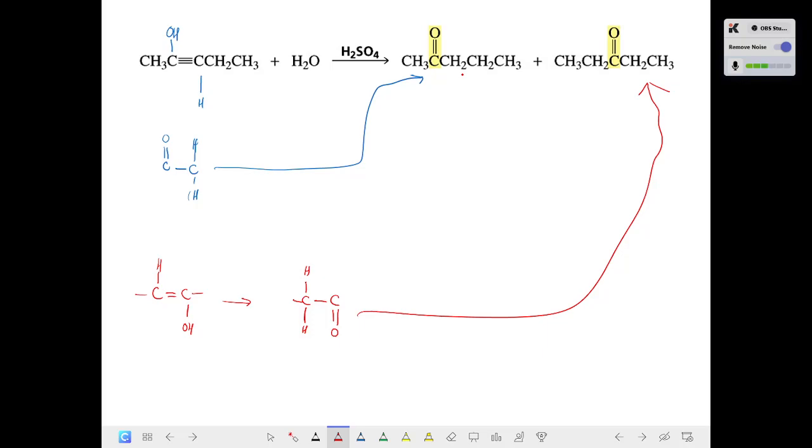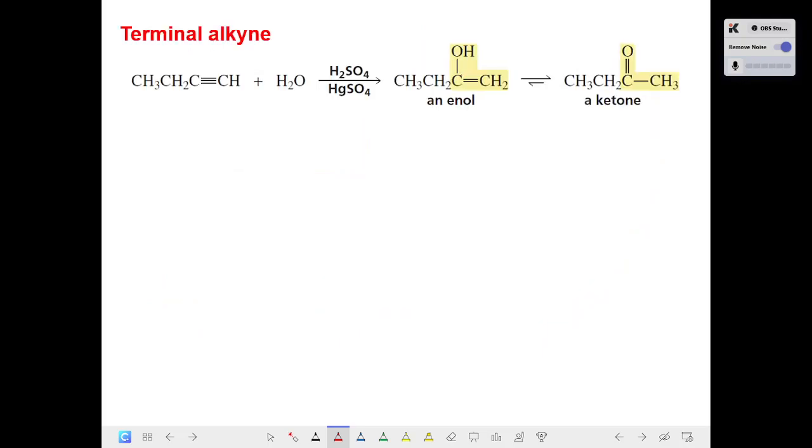Paano naman kung terminal? Kung terminal alkyne siya, with the same procedure, yung ating addition of water with sulfuric acid and then mercury sulfate. So, makaproduce pa rin tayo ng enol, but this time, ketone pa rin yung mapoproduce natin dyan. Okay? So, paano yung process dito? Yung sinunod ng water dito, nung H and OH natin, so, dito nag-attach yung H. Yan. And then, dito yung OH.